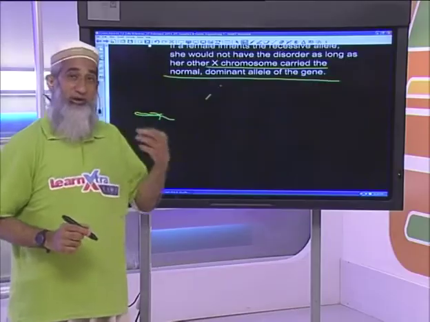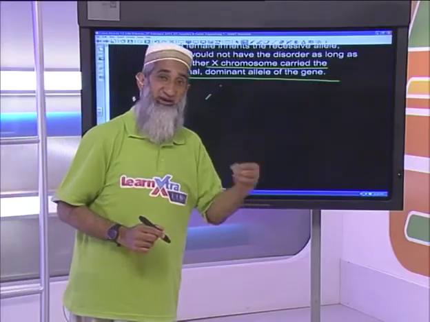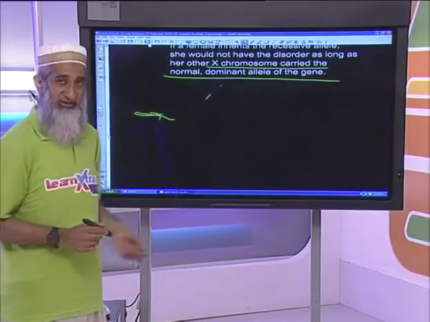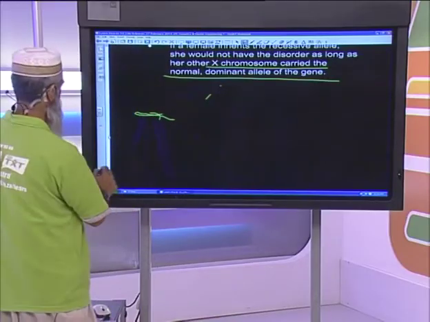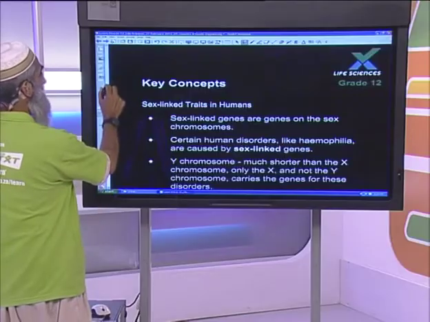Hemophilia is just one example. Color blindness, red-green color blindness, is another example of sex-linked disorders. Let's move on.